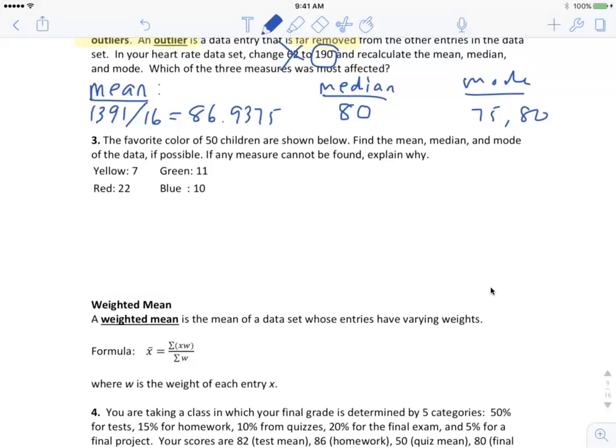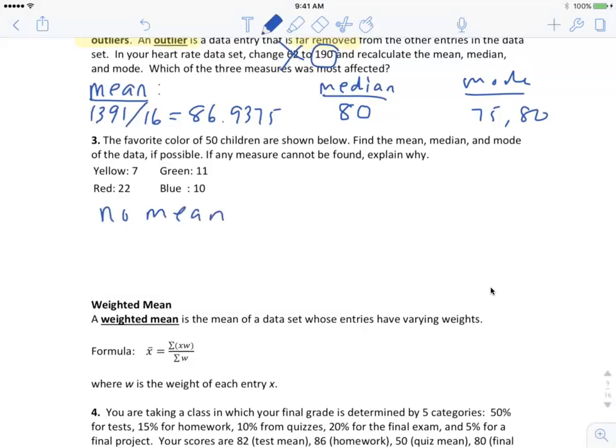I mean, we have numbers here because we have yellow 7. That just means 7 people said yellow. 7 is the frequency, but it's not the data value. The data values are yellow, red, green, or blue. So if you had to find the mean, what's the mean color? How are you going to add up colors and divide by the total number of children? You can't, right? So when the data values are qualitative, not numerical, there is no mean.